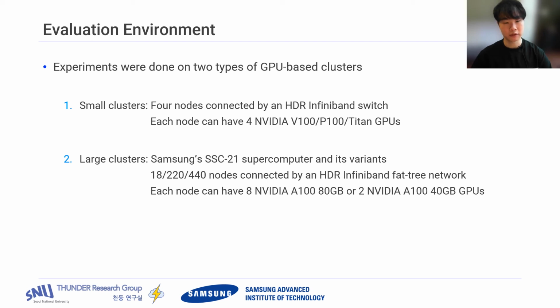The second type is the large clusters. The large cluster is Samsung's SSC21 supercomputer and its variants. Each large cluster consists of 18, 220, or 440 nodes connected by an HDR InfiniBand fat-tree network. Each node in a large cluster can have 8 NVIDIA A100 80GB or 2 NVIDIA A100 40GB GPUs.